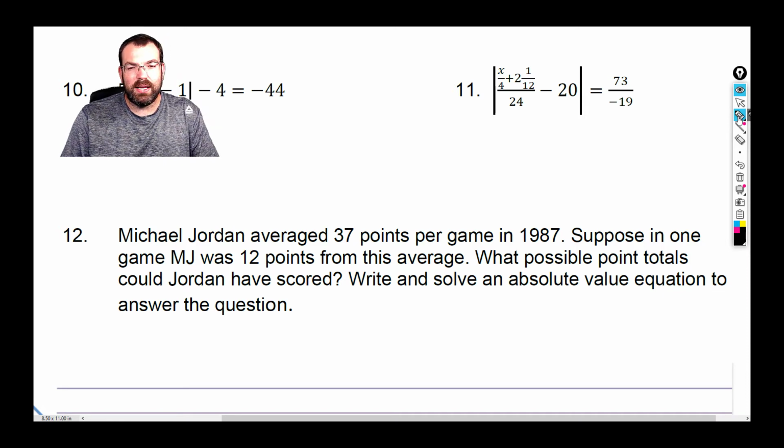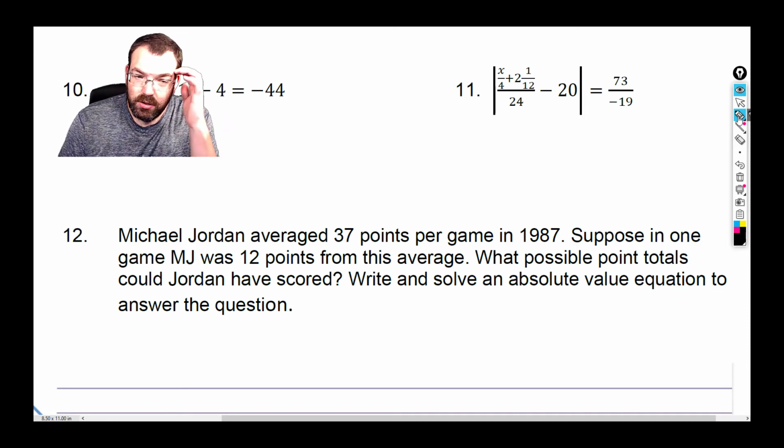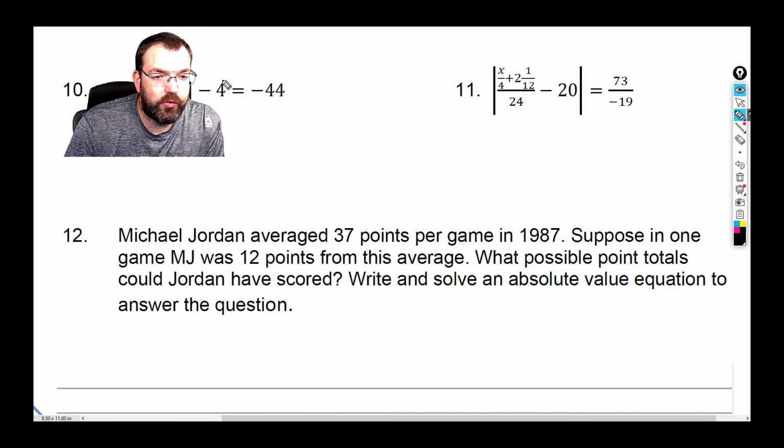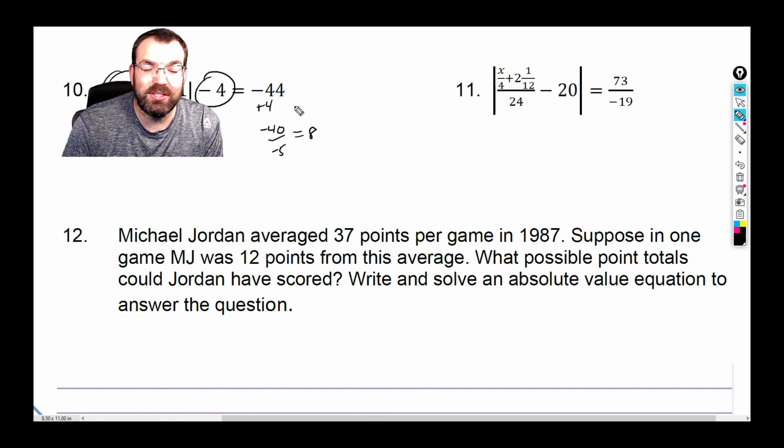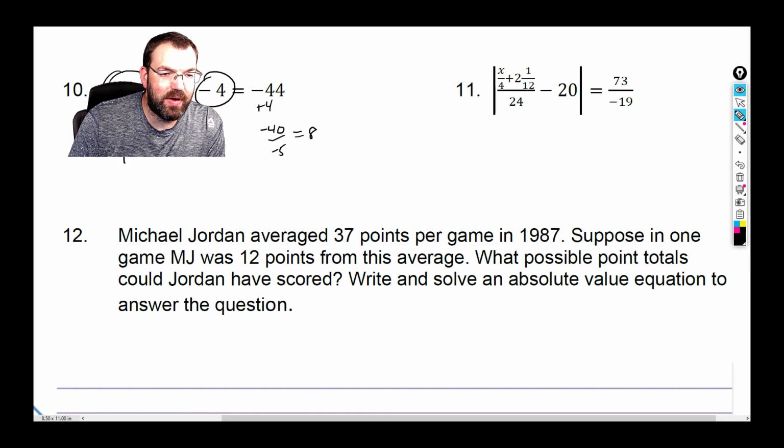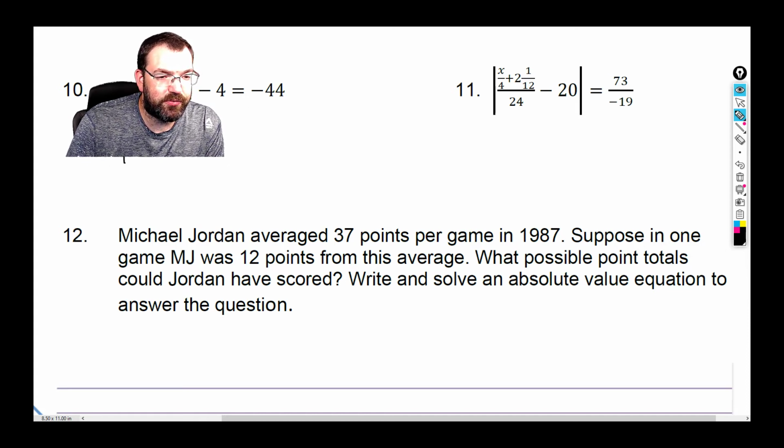Okay, 10 and 11. Number 10, let's go to it. I got to bring over the 4 first, so I got to add 4. That gives me negative 40. Then I got to divide by the negative 5 over here, so that gives me positive 8. Okay, that's positive, so that's good. So I got the absolute value of 3x minus 1 is equal to positive 8. We got positive, we're good to go. Okay, so now that's the first step, right? I did all that extra work to get to there, first step.